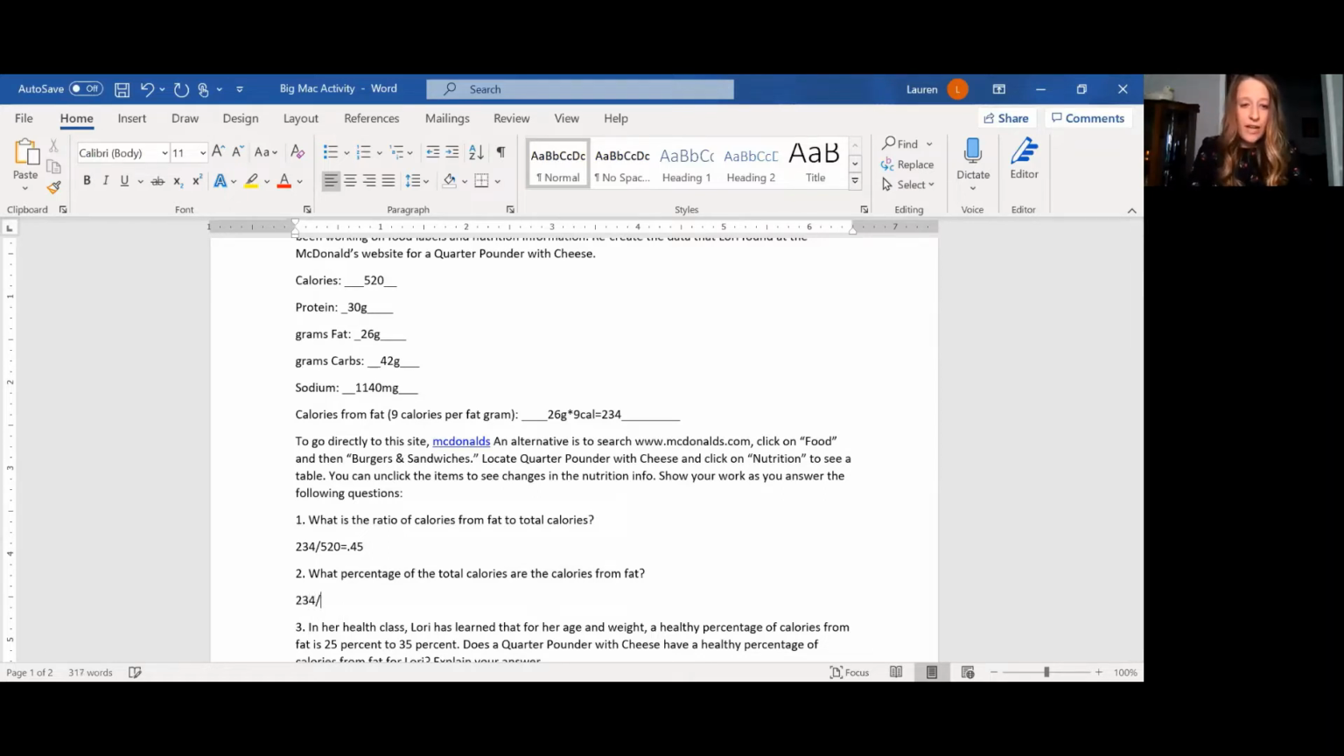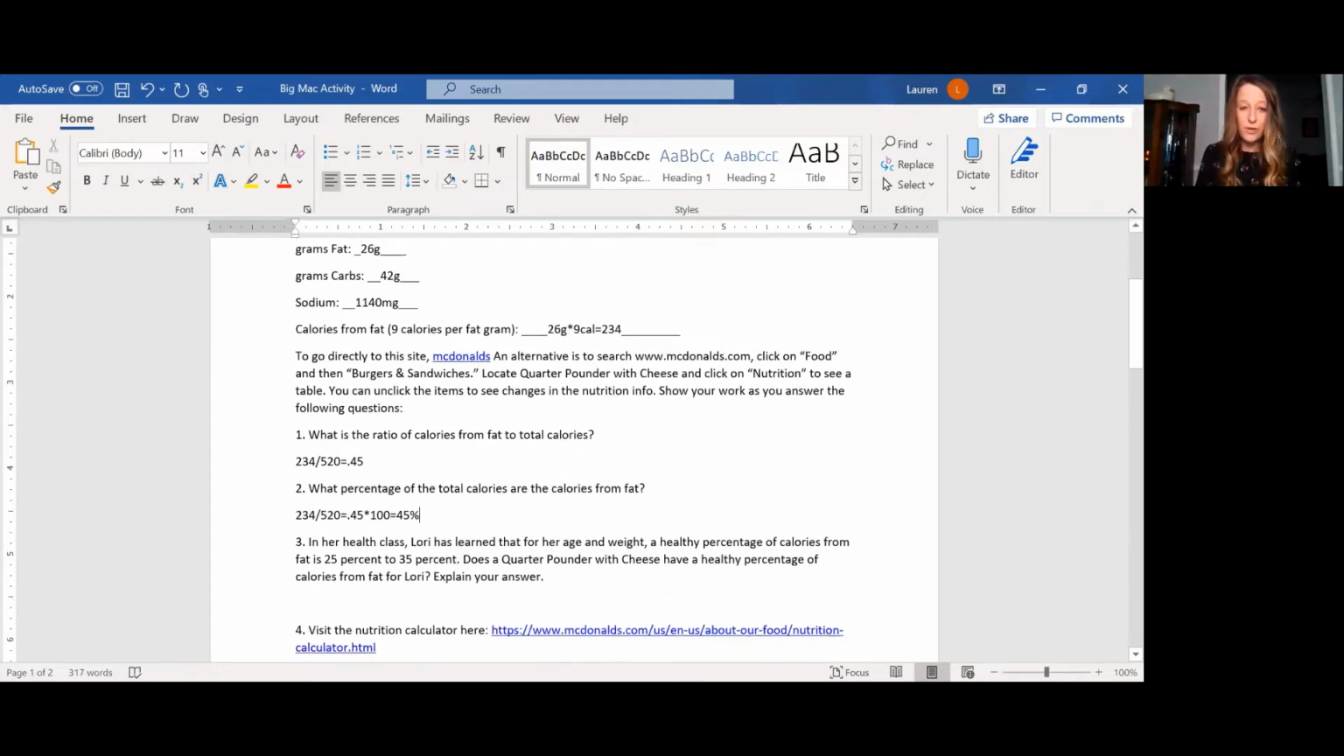If we want to think about what percentage of total calories are calories from fat, then again, we have calories from fat to total calories. When we divided that out, we got a proportion of 0.45. We know that to get our percentage, we have to move this decimal point 2 spots or multiply by 100, which will give us 45%. So 45% of our calories is due to fat when we're looking at the Quarter Pounder with cheese. And that gives us information for answering question 3.